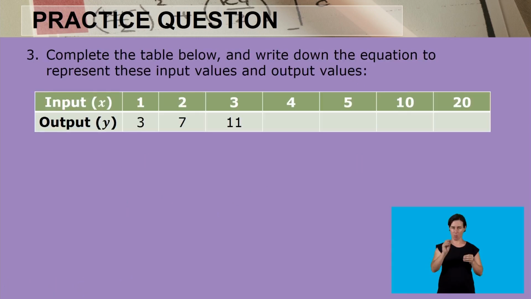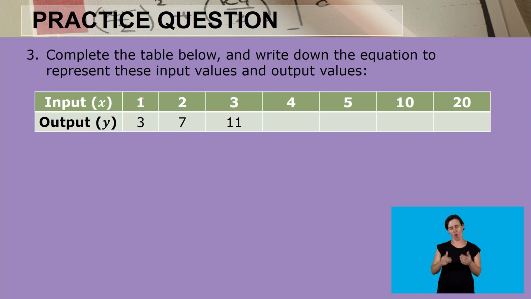Now it says there, complete the table below and write down the equation to represent these input values and output values. Now in our table, we have been given some input values and only some of the output values have been given to us. We are supposed to use these input and output values to fill in the rest of the table, so we are going to look at what relationship exists between the input values and the output values. That way we can fill in the rest of the table.